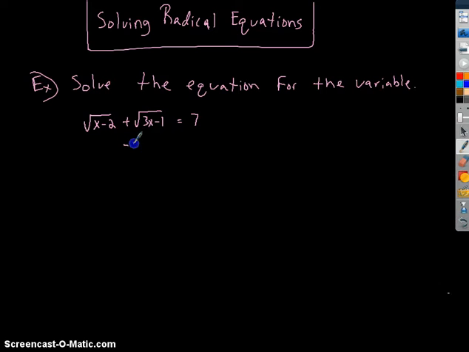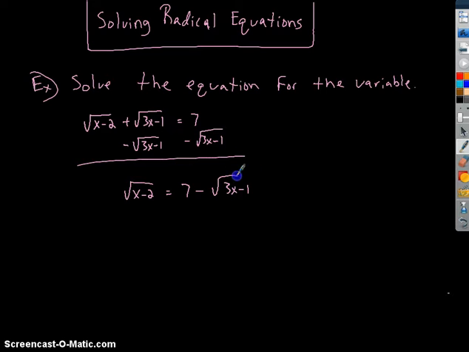So I'll isolate by subtracting the square root of 3x subtract 1 from both sides. This will leave me with the square root of x subtract 2 equals 7 subtract the square root of 3x subtract 1. Now our goal is to solve for x, so we need to get this radical off of it. So now the square root symbol is isolated. I've got to square both sides.